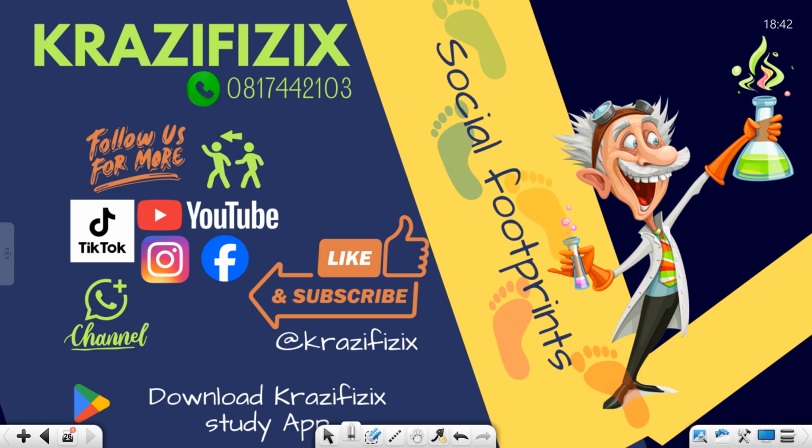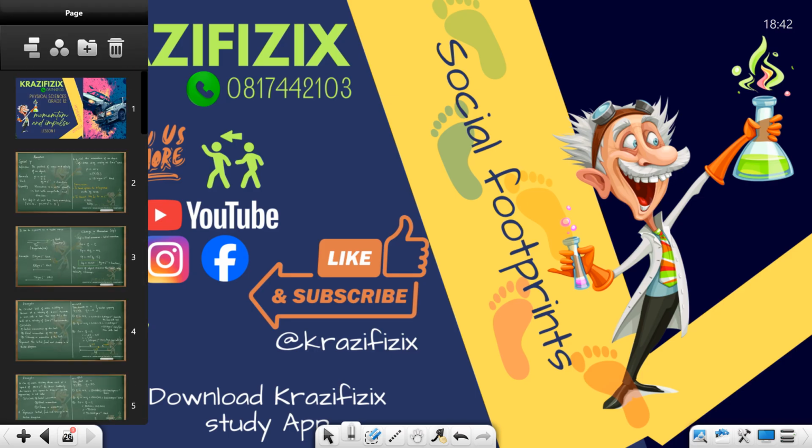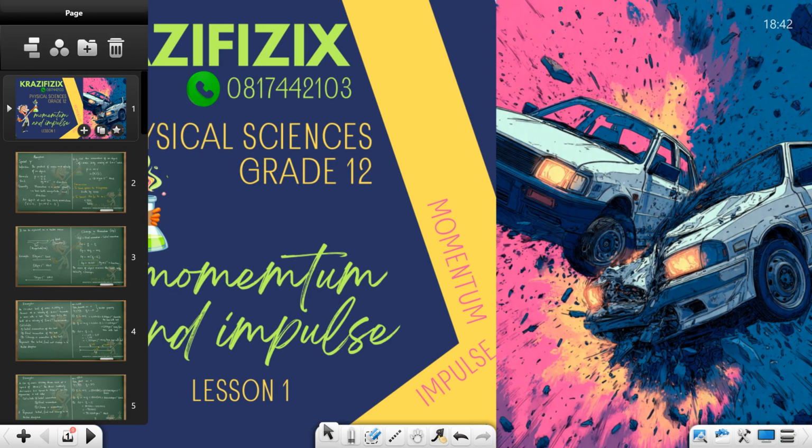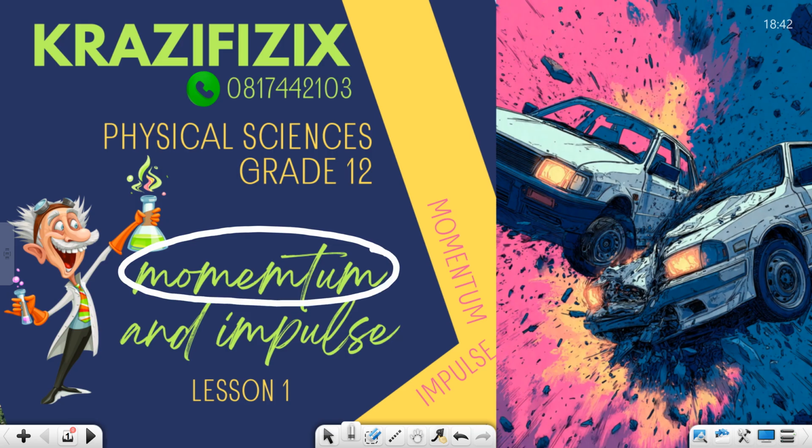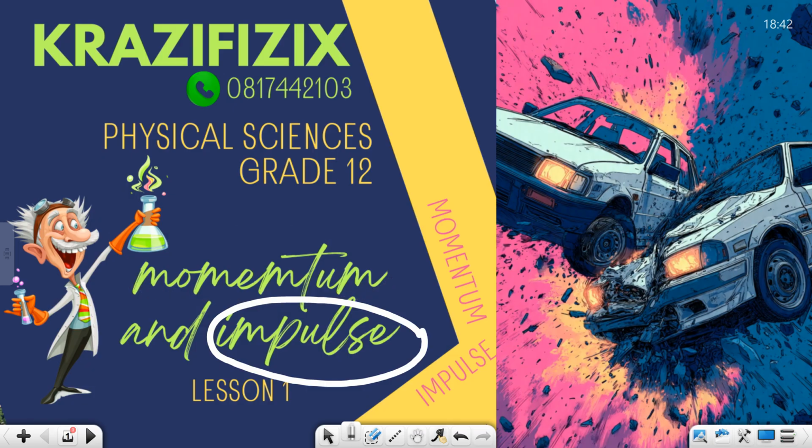This is Momentum Lesson 1. Two definitions today. We defined momentum, the product of mass and velocity, and we defined impulse. Impulse is the product of net force and time.